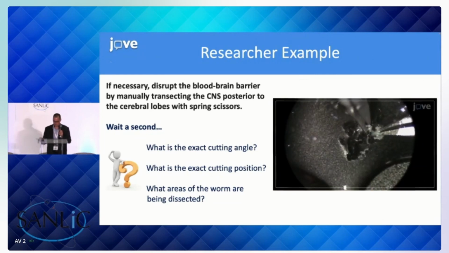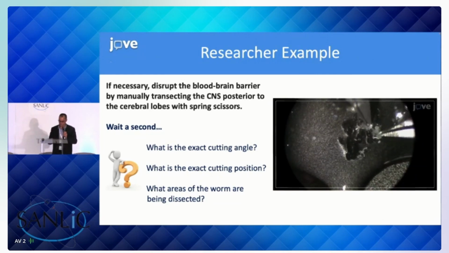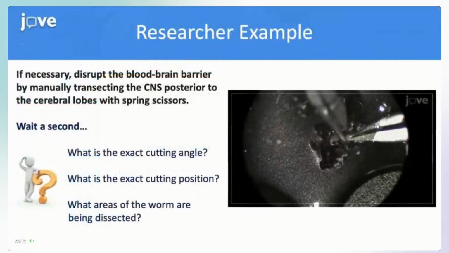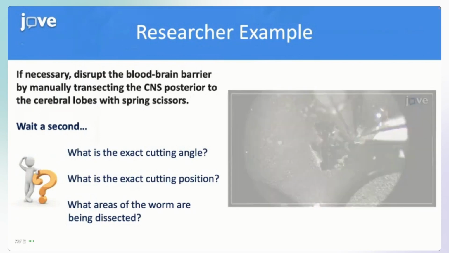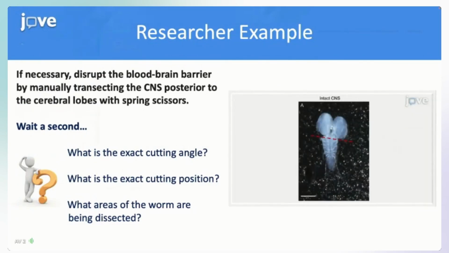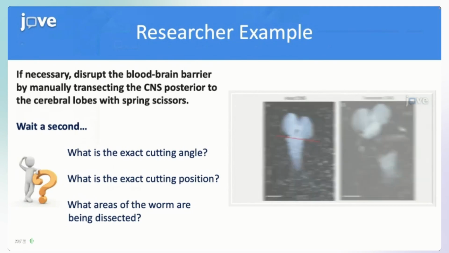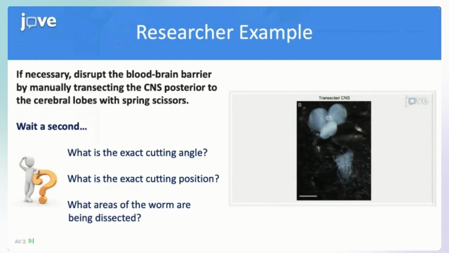If necessary, disrupt the blood-brain barrier by manually transecting the CNS posterior to the cerebral lobes with Vannas spring scissors. The transection should be done based on the physiochemical properties of the chemical being used. The red line is the suggested transection point, and the transected CNS with intact descending peripheral nerve trunks is shown here.